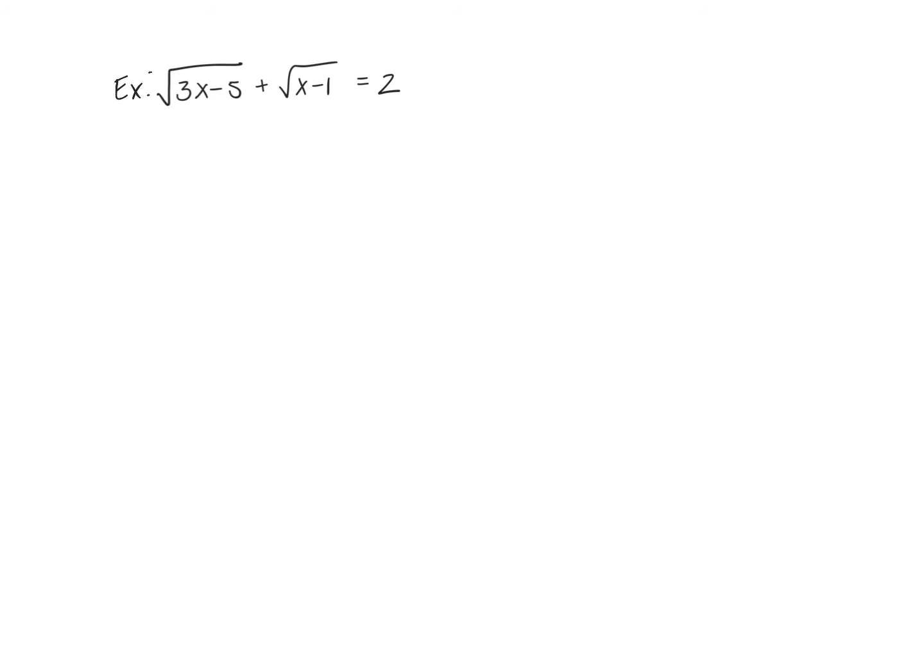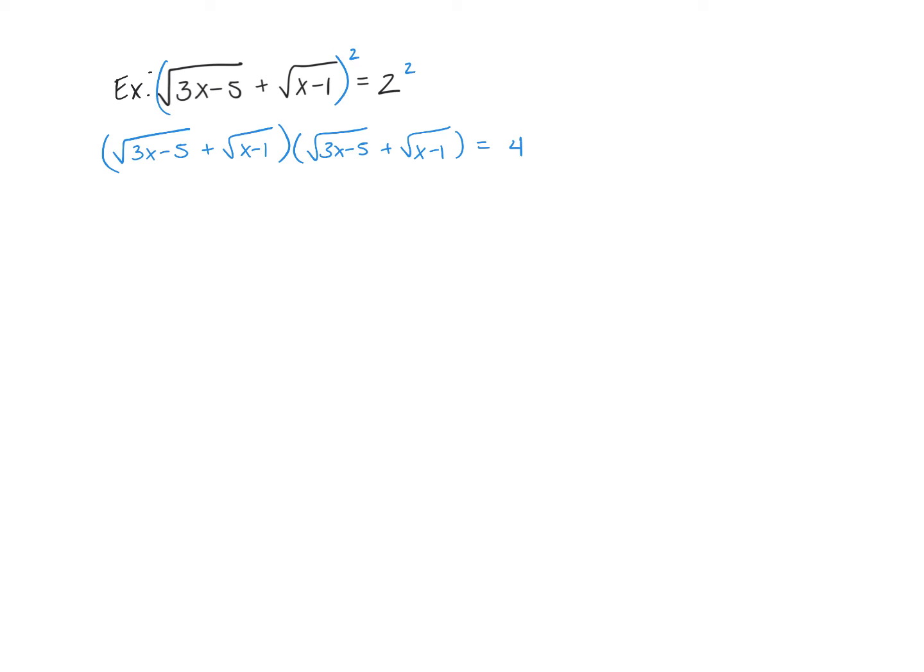Because there's no way to isolate a radical, or both of them, I can't isolate both at once. So I'm going to leave it, and I'm going to go ahead and square both sides. If I square the left, what that means is that I have the square root of 3x minus 5 plus the square root of x minus 1 times itself. And that's going to equal 4. I'm just going to go ahead and square the right side of that really quick.